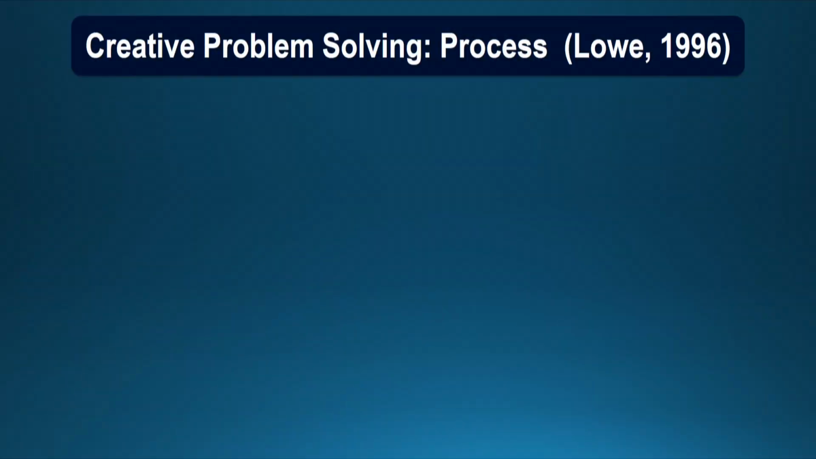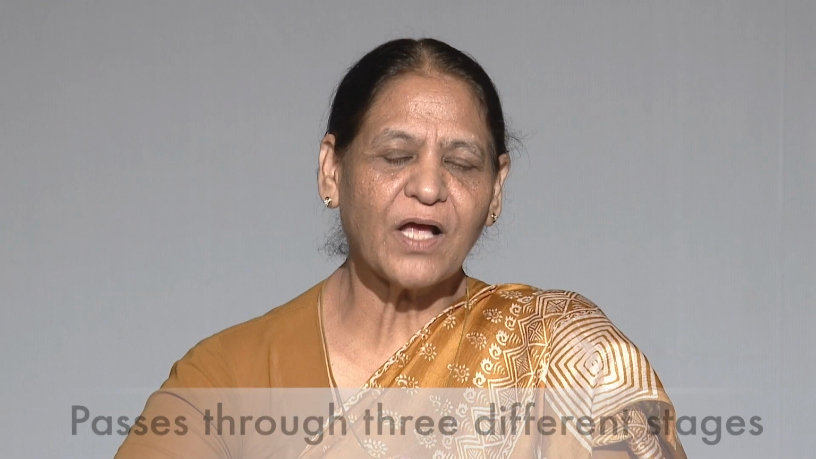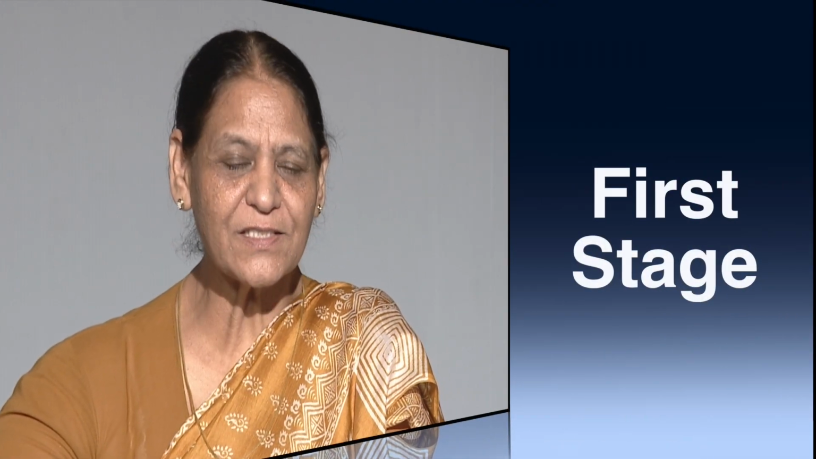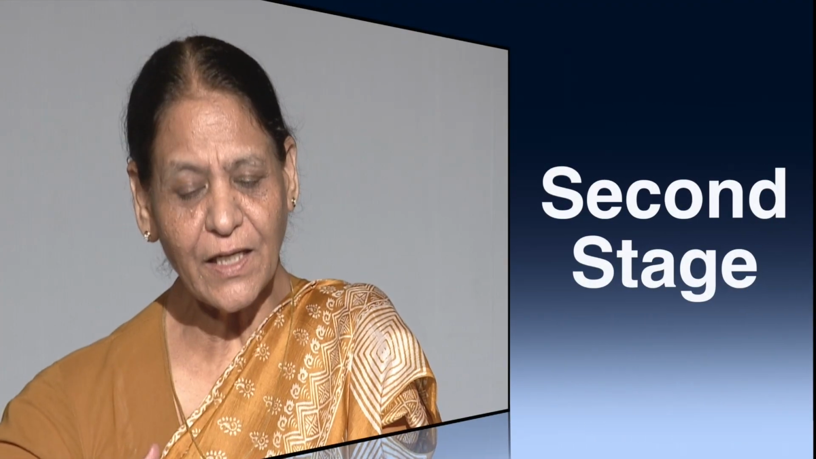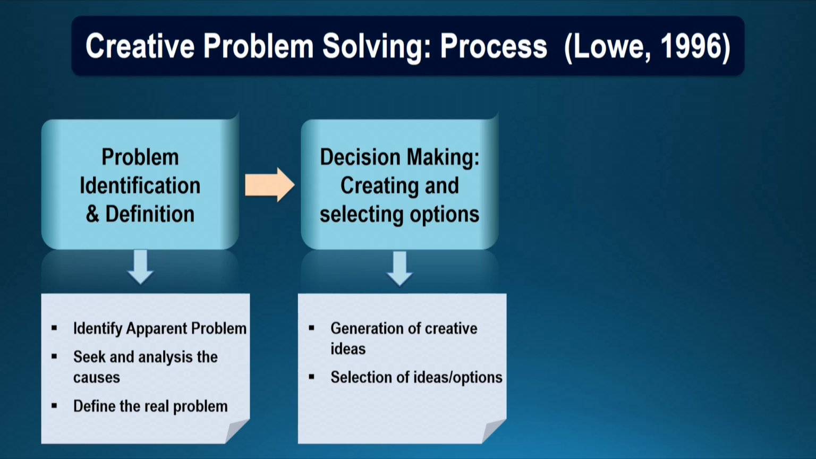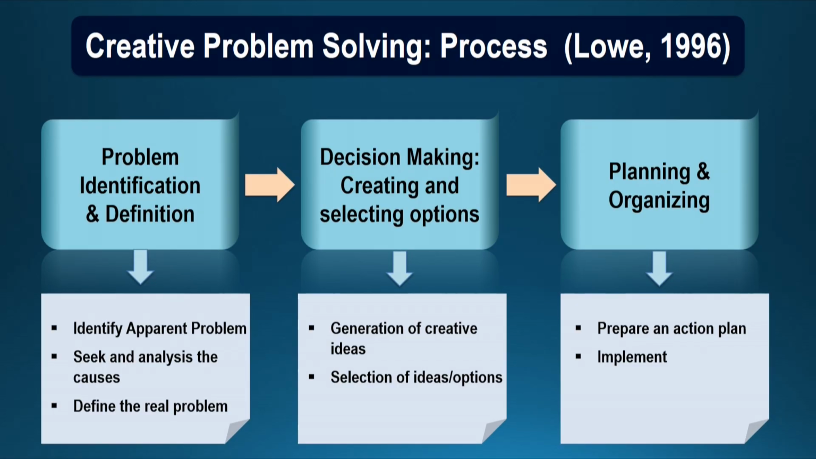The process of creative problem solving, as per Loy, 1996, passes through three different stages. The very first stage in the process is problem identification and definition. The second stage refers to decision making and involves creating and selecting options. The third stage is planning and organizing for implementation.